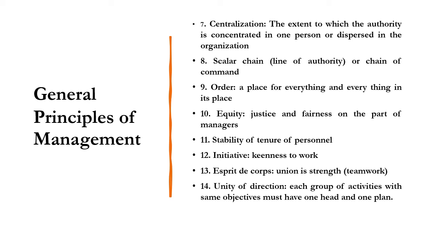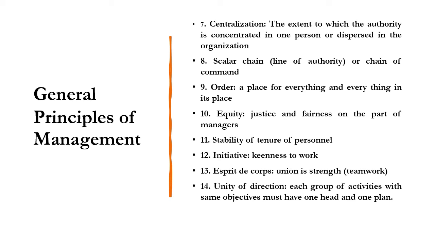Then unity of direction. Ultimately, each group of activities with the same objective must have one head and one plan. Like, there's an organization and there are different departments: one is finance, one is human resource, one is accounts, one is production, one is commercialization, one is marketing. So each department in the organization should have a head who must be able to execute the plan in the right manner.